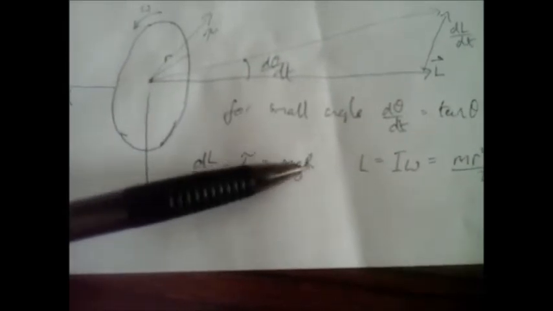Next I can say that the change in angular momentum over time is the same as the torque, which is the same as the force times the moment arm, which is mg times big R. That's this part here, the moment arm times the force. So dL over dt is mgR.